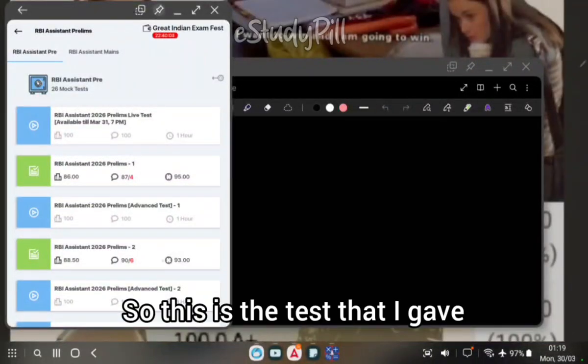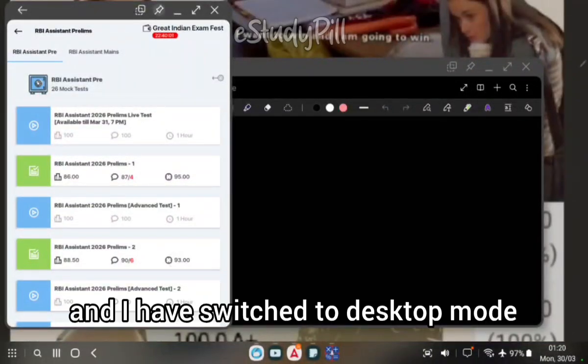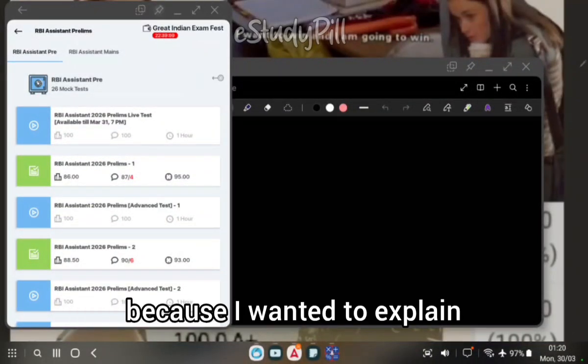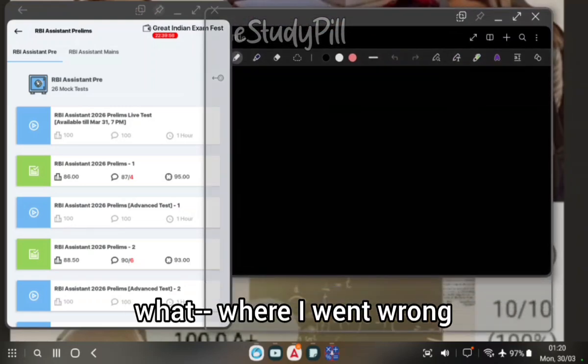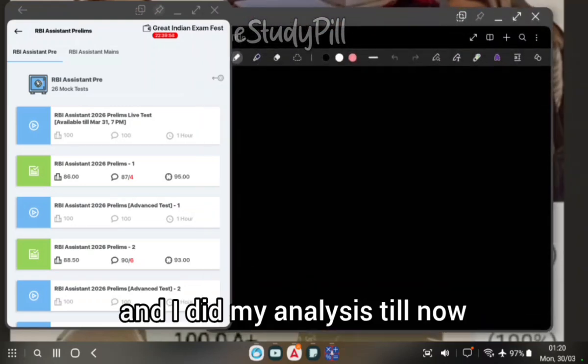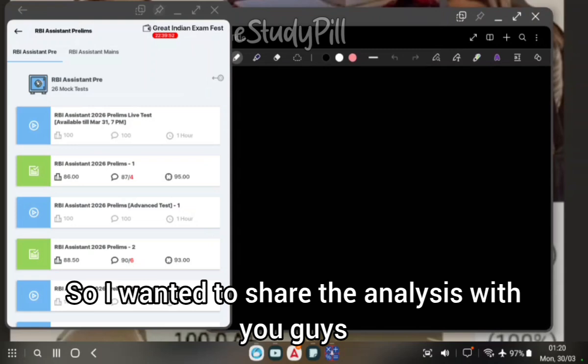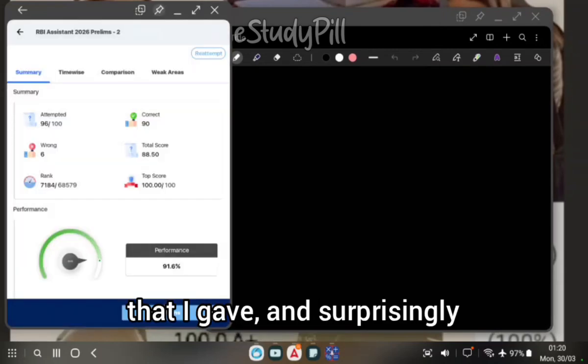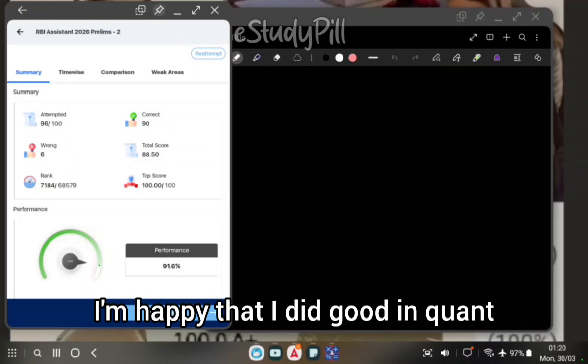So this is the test that I gave, and I have switched to desktop mode because I wanted to explain where I went wrong, and I did my analysis till now. So I wanted to share the analysis with you guys. So this was the mock that I gave, and surprisingly I'm happy that I did good in quant.